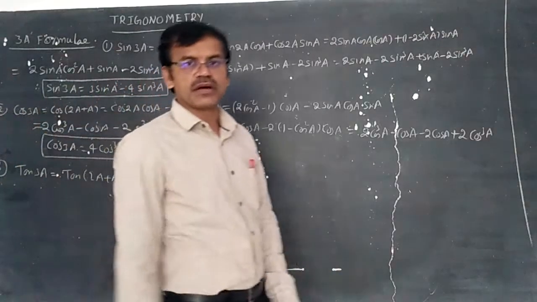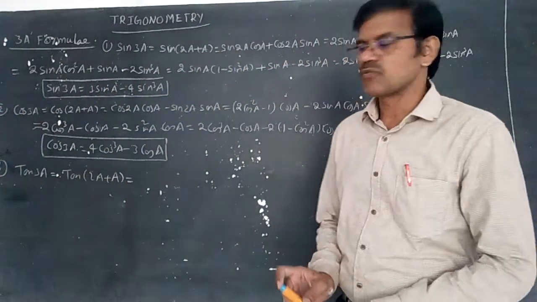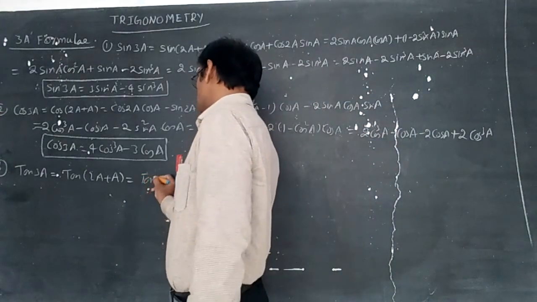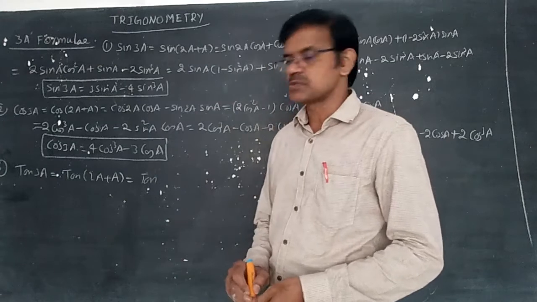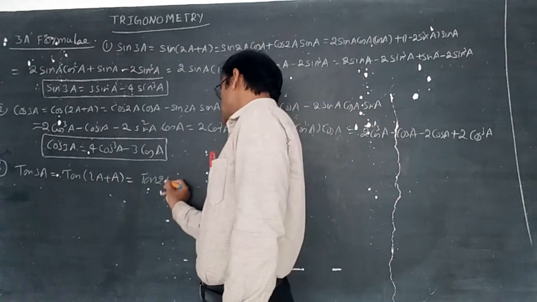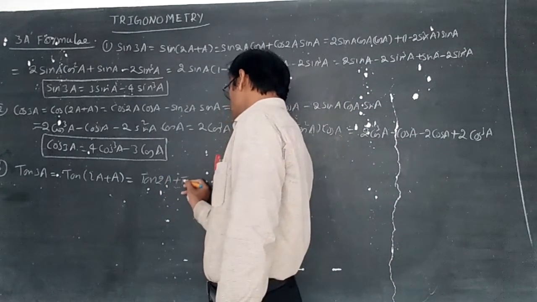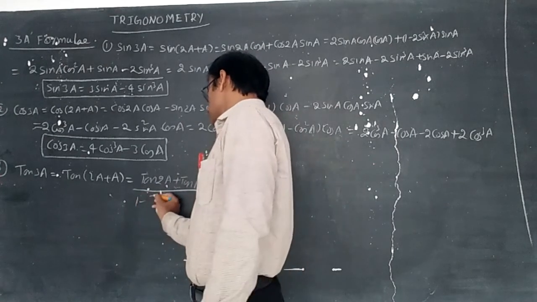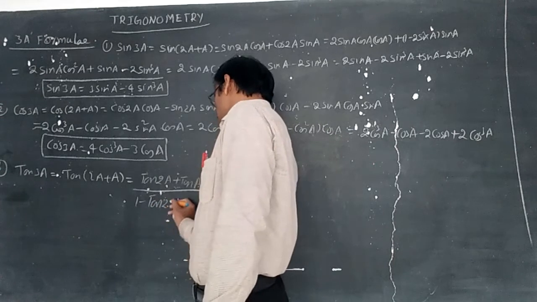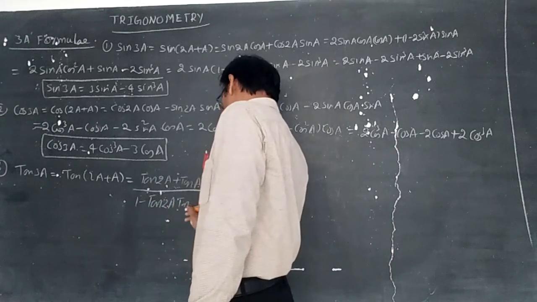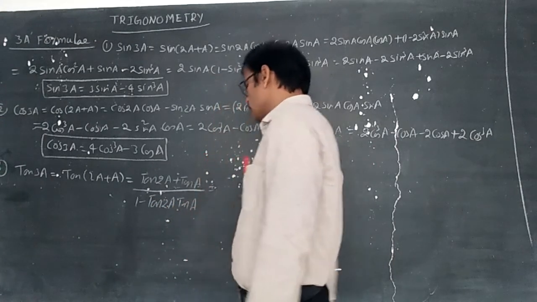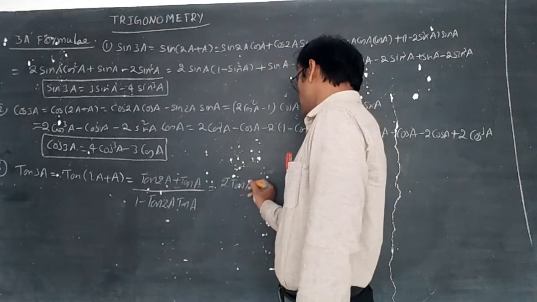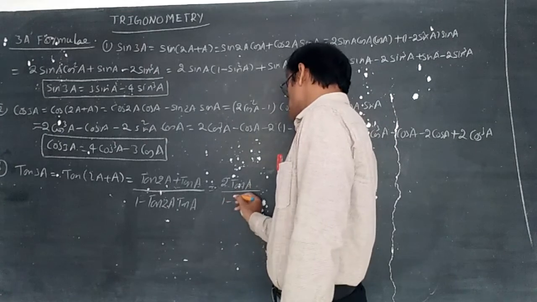Tan 3A is equal to tan of 2A plus A. So tan of 2A plus A can be understood using the tan of A plus B concept. This is the tan of A plus B formula: tan A plus tan B by 1 minus tan A tan B. So tan 2A plus tan A by 1 minus tan 2A into tan A. Write the tan 2A formula: 2 tan A by 1 minus tan square A.